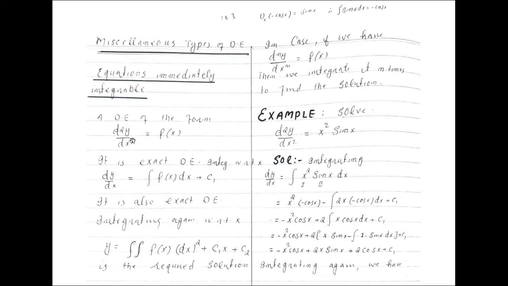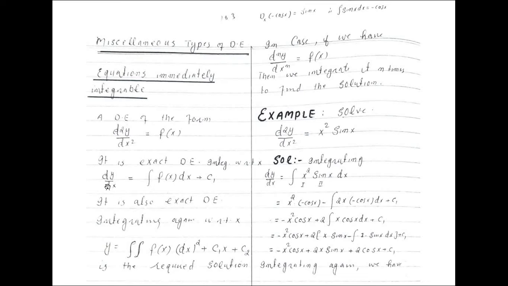plus c1. If we integrate this second order derivative, we get the first order derivative, and the right hand side will be integrated, and we will put constant of integration. Now this is first order differential equation. It is also exact differential equation, integrating again with respect to x. Now if we integrate this equation again with respect to x, so we get y.